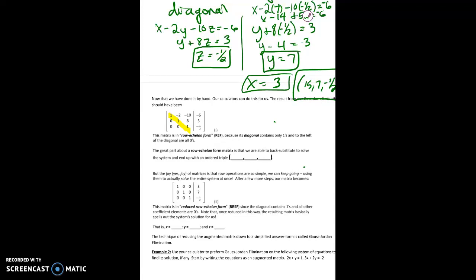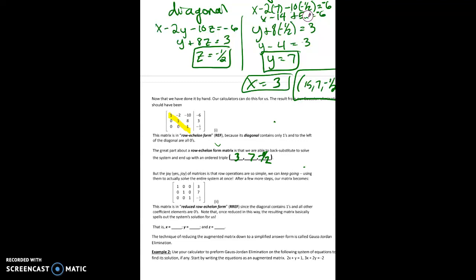Now your calculator does have an REF button, so your calculator can get you to row echelon form, which is a great way to check your answer. Yes, our calculators for this are mostly just for checking our answer, which is great because you do a lot of work. You want to make sure your answer is right. So once we have the row echelon form, we can then go back and do that backward substitution that I just did and only took us a couple of seconds. And the ordered triple that was our answer was 3, 7, negative 1/2.